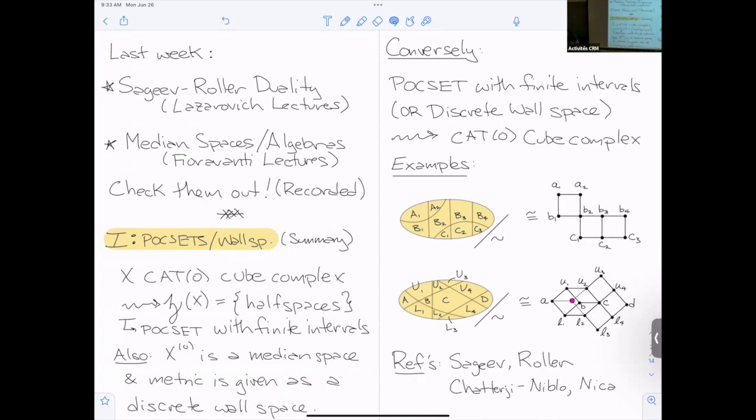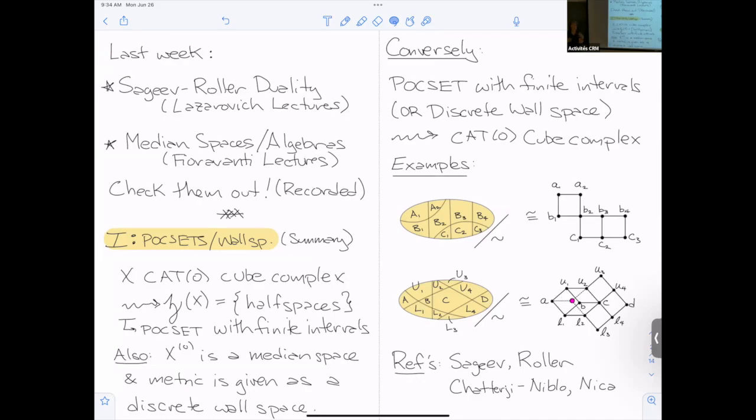So part one, box sets and wall spaces. So this is really a summary because again, these were discussed extensively last week. And so definitely the students know about it. And so we start off with a CAT(0) cube complex and we associate to it its half-space structure. These are going to be called math frak H, or math frak H of X if I want to emphasize what is the associated CAT(0) cube complex.